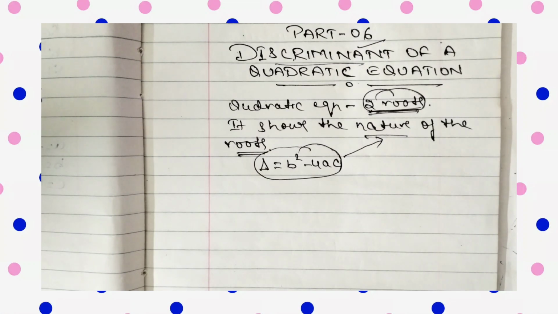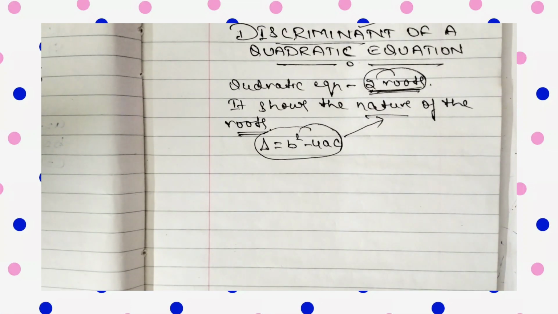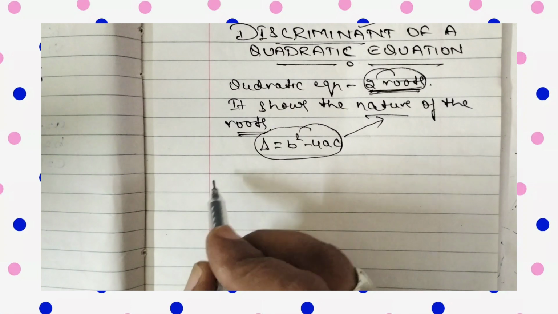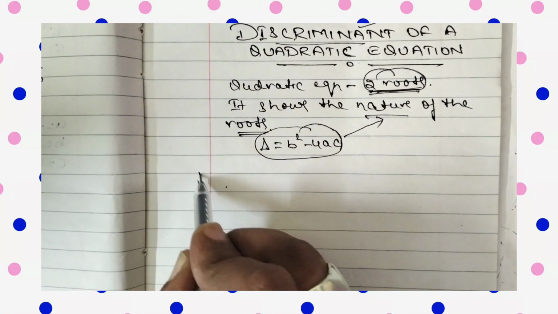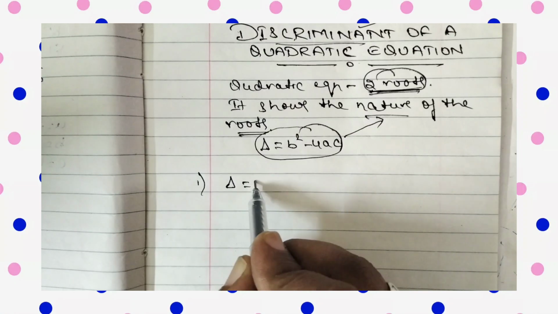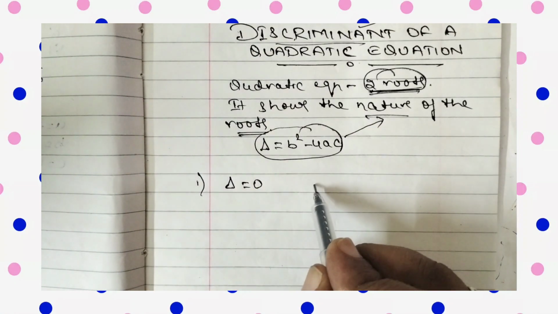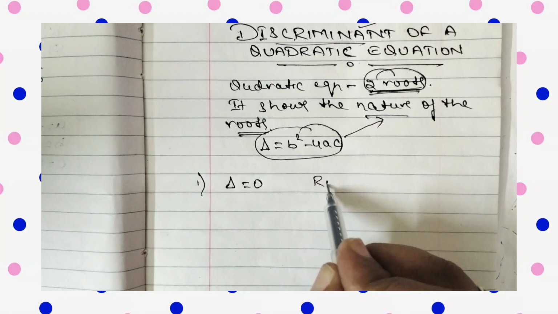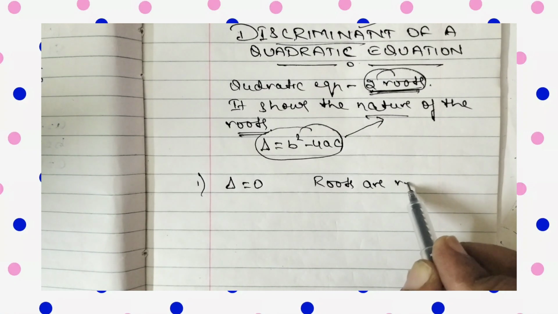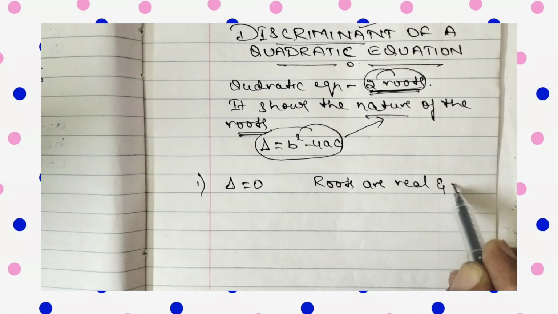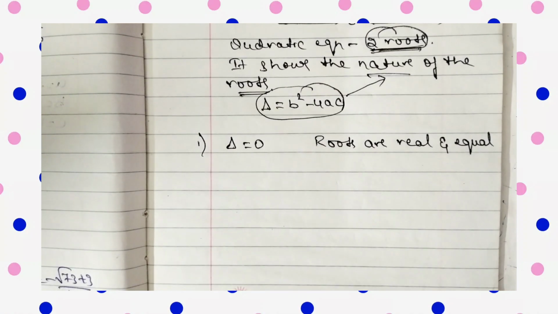So what is the discriminant of a quadratic equation? Delta is equal to b square minus 4ac. Let us take the first case: if delta is equal to 0. Suppose we get the value of delta as 0, then what is the nature of the roots? For that quadratic equation, the roots are real and equal.